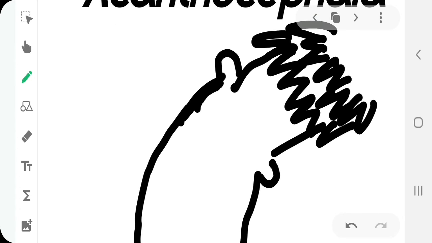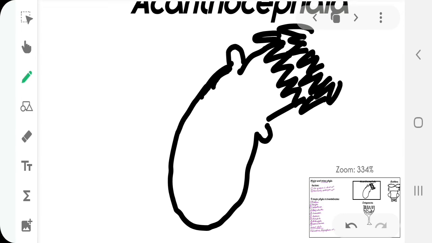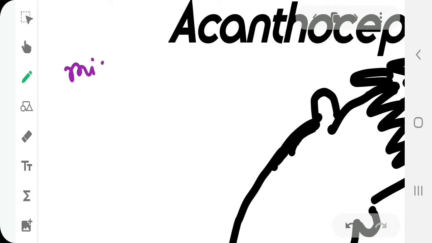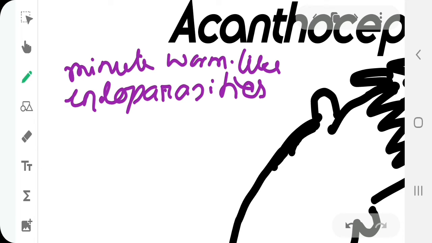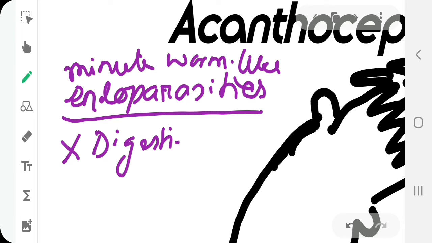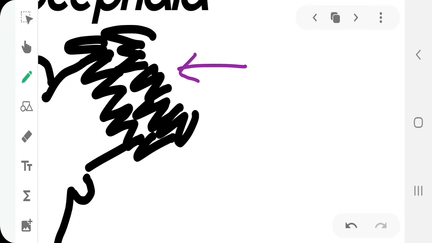First is the Acanthocephala. This is the structure of the Acanthocephala. They are minute worm-like endoparasites. They are small like worms and stay inside the host, so they are known as endoparasites, and they may cause problems in the host. They do not have a digestive cavity. Next, they have a protrusible proboscis.